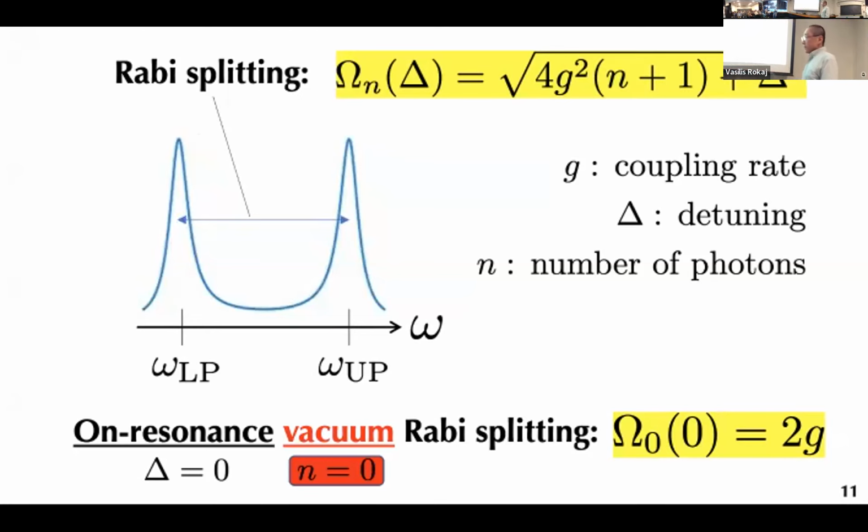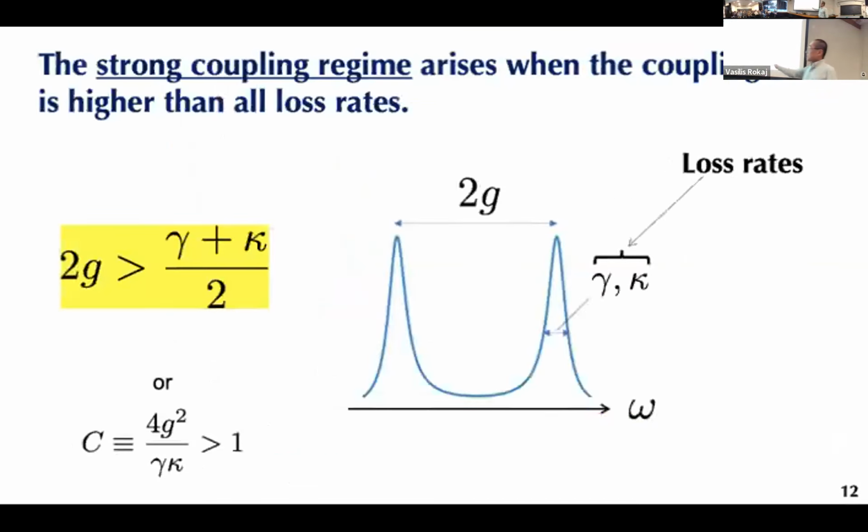The most relevant and important Rabi splitting is the on-resonance vacuum Rabi splitting, corresponding to delta equals zero, exact resonance, and vacuum, N is zero. Overall, the average number of photons is zero. We're not exciting the system, but the matter is still coupled with the quantum vacuum fields inside, or virtual photons. That's why this is so finite, 2G. So the 2G is the vacuum Rabi splitting.